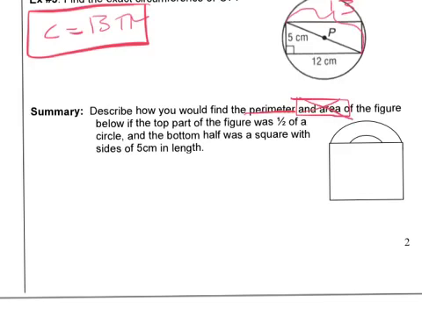Below, the top part of the figure is half of a circle, so we know that this is exactly half of a circle, so it's going to have half the circumference of a circle. And the bottom half is a square with sides 5 centimeters each, so these are all 5. Could you figure out the perimeter of the entire figure? Go ahead and try that, see what you come up with, and you could check it with me later.